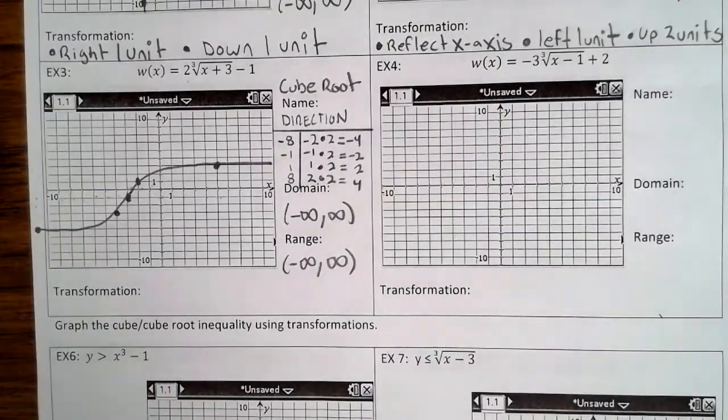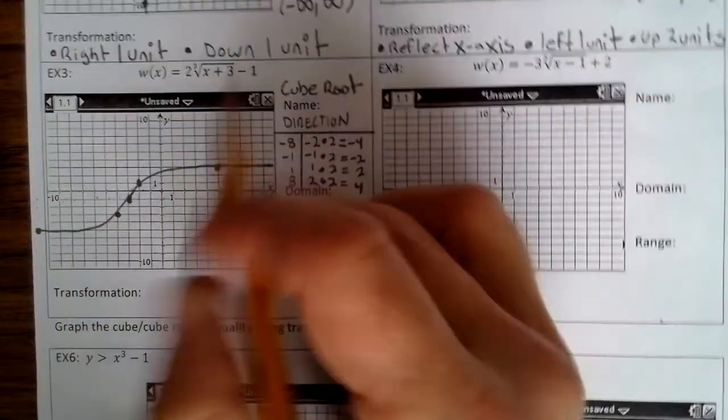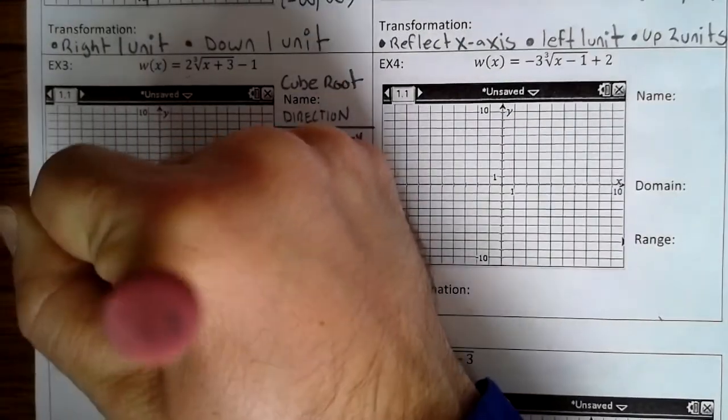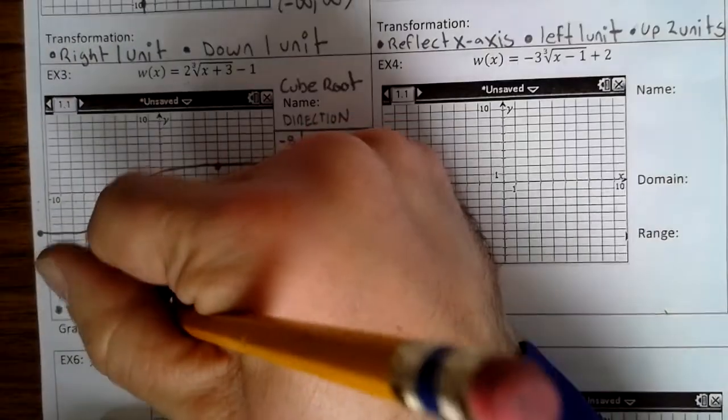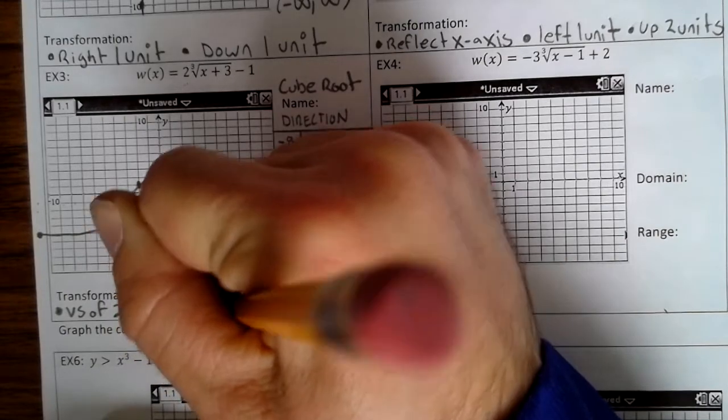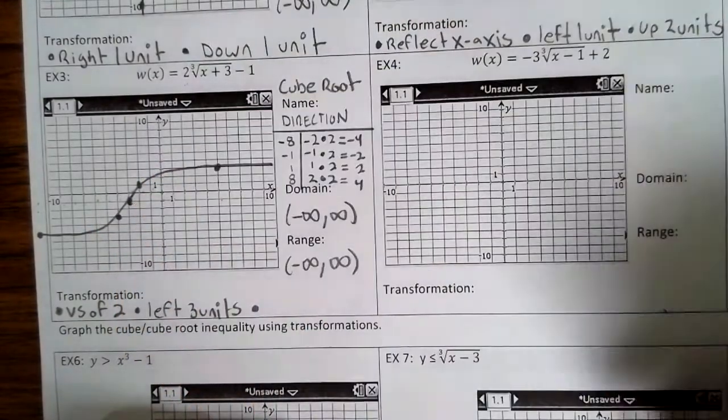All right, so now let's go through the transformations. Again, we're going to go from left to right. So it's a vertical stretch of 2, left 3 units, and down 1 unit.